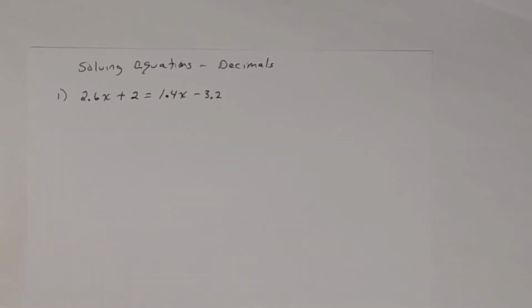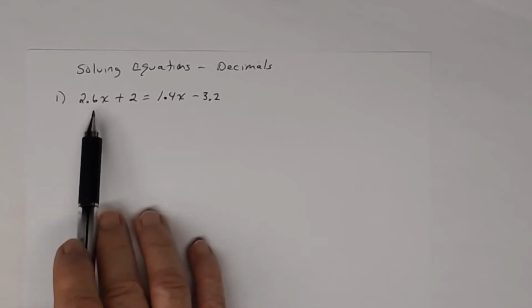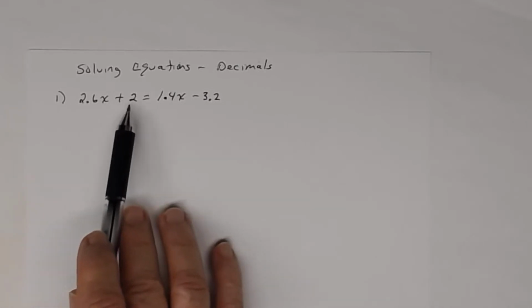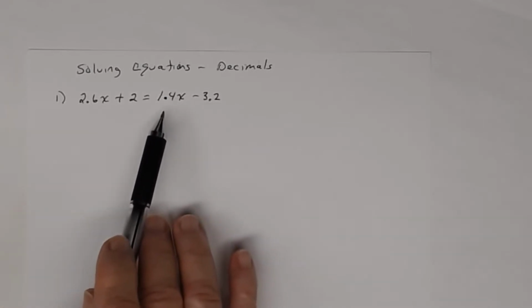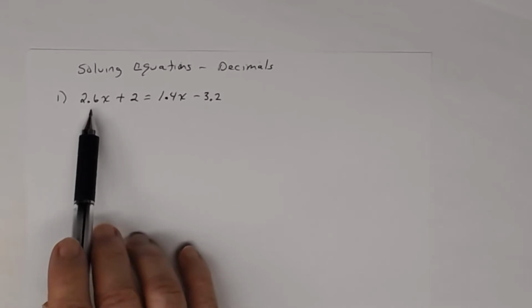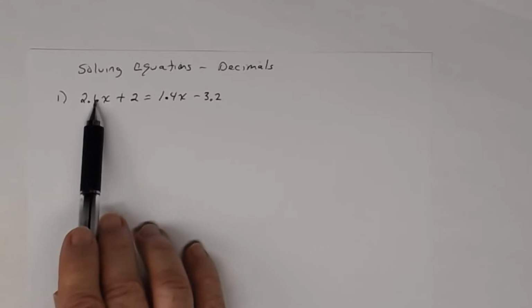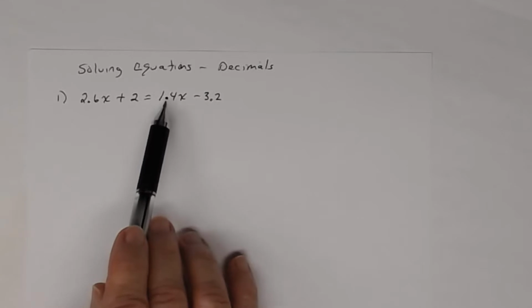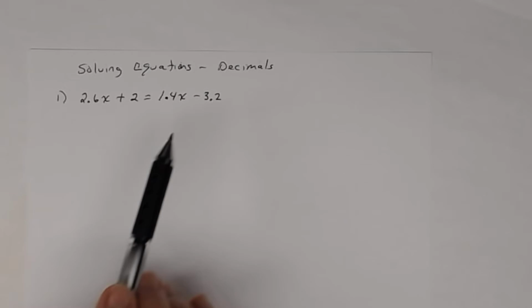All right, so we're going to look at some examples of solving equations that involve decimals. For example, if we look at number one, when students read this, this is how they read it. They'll say 2.6x plus 2 equal 1.4x minus 3.2. But mathematically, the correct way to read this is 2 and 6/10 x, because remember, the 6 is in the tenths place. So 2 and 6/10 x plus 2 equal 1 and 4/10 x minus 3 and 2/10.